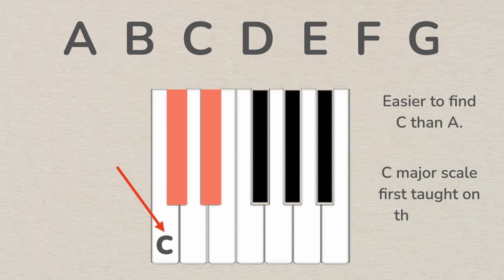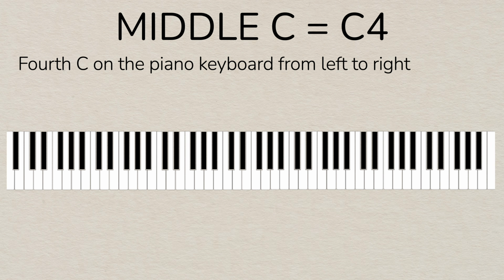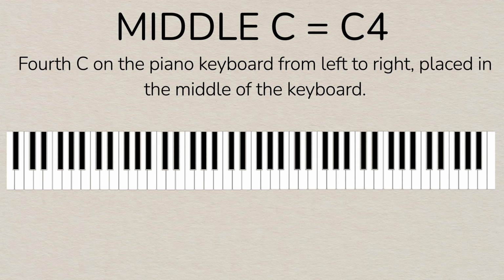Second, C major is a scale that we always learn first on a piano because it's the easiest one to play. If you don't know what major scales are, I made a video for that too, so just check the description. The third reason that we find C first is that the middle C is a very common marker on the piano as it's positioned in the middle of the piano keyboard.